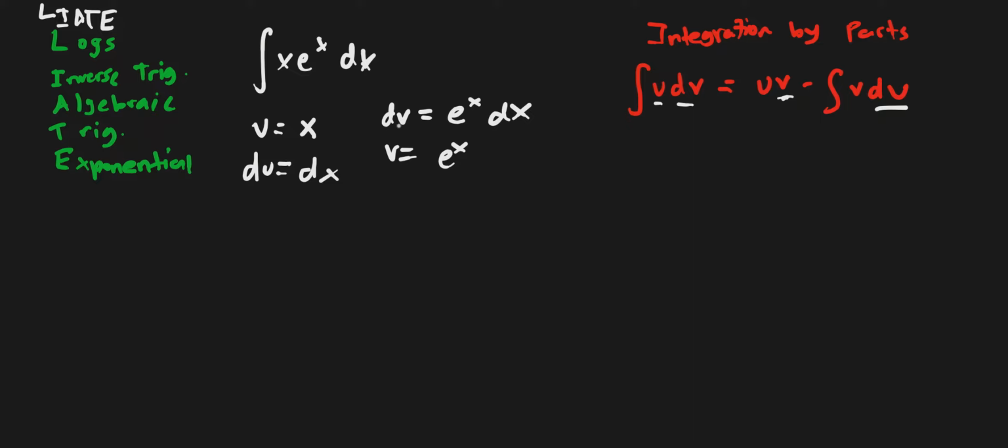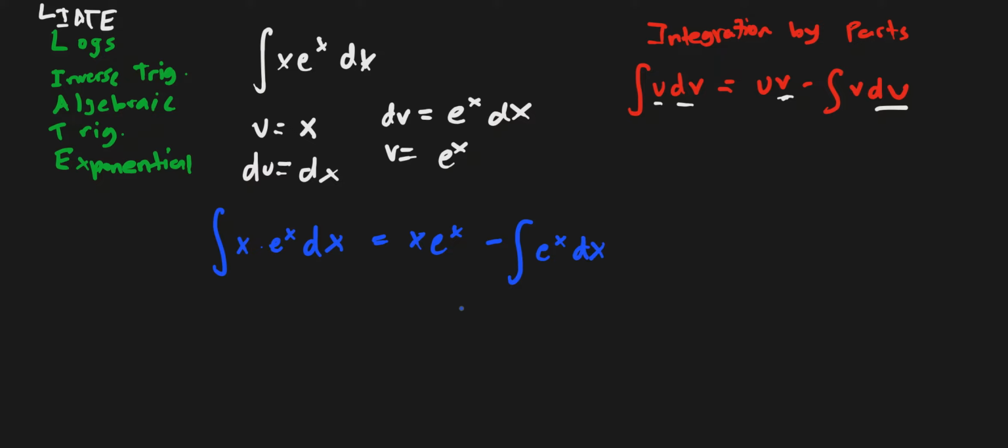Okay, so now that we know all this stuff, we can now use it in the formula. So this is just going to be equal to, let me do this in blue. We can plug in the u, so that's just x. dv is e to the x dx. So this is x times e to the x dx. This is going to be equal to uv minus this stuff. So what is u? u is just x multiplied by v, which is e to the x, minus the antiderivative of e to the x du, which is dx.